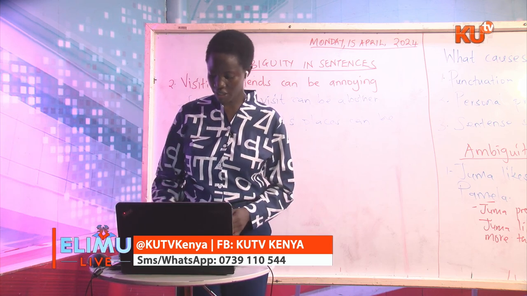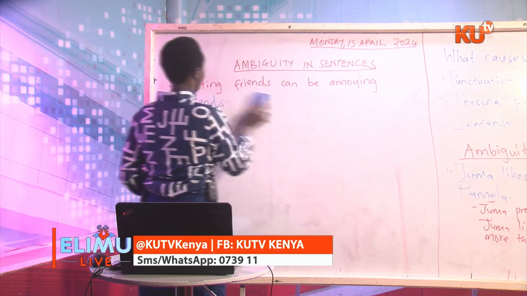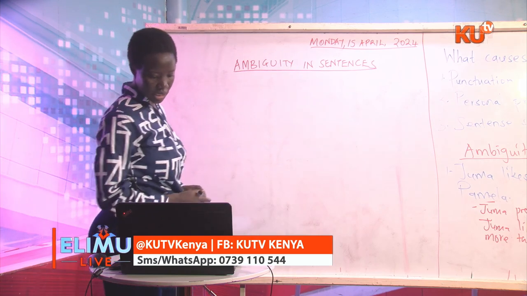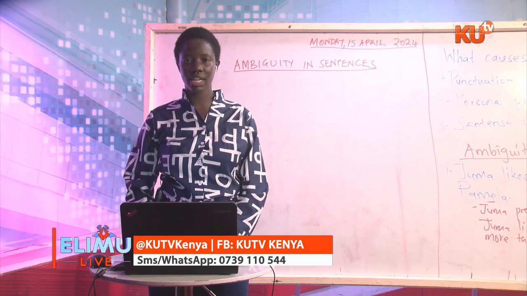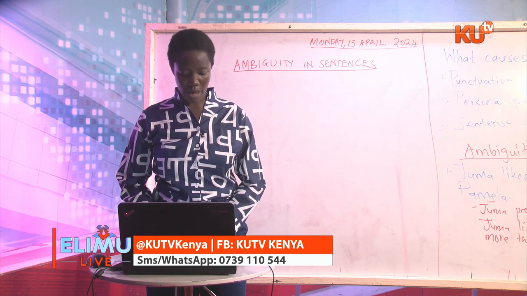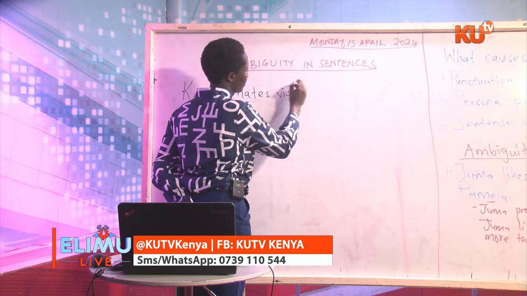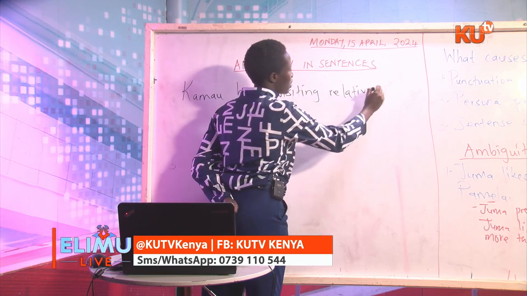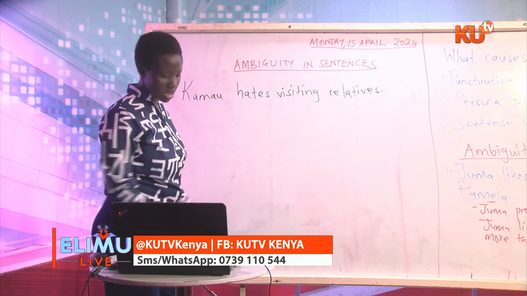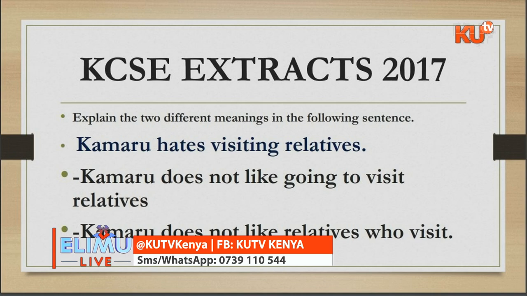So in 2017, we had a question under ambiguity, and the question was, explain the two different meanings in the following sentence. The sentence is, Kamaru hates visiting relatives. If you read this sentence as Kamaru hates visiting relatives, and then read it again, you can see the sentence is the same, but how you read the sentence, or rather the sentence structure, is what brings about the difference in meanings.